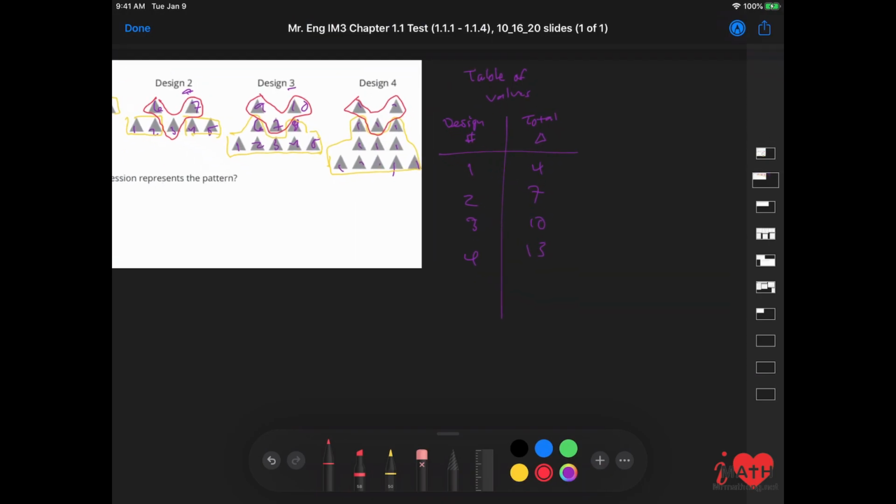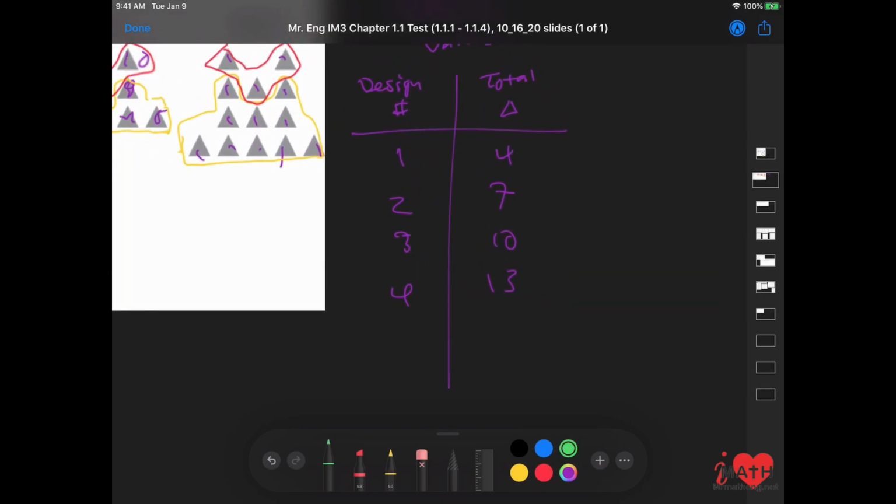Alright, so let's do what we've always done in class, find our common difference. So over here it is plus 1.